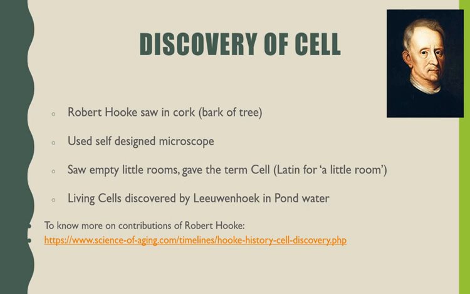Now the living cells were first seen by Leeuwenhoek. He was another scientist who had made a simple microscope on his own, and he was seeing pond water, and there he saw small cell-like structures, but these cells were different in two ways. One, they were filled with fluid, and second, they were moving. So he called them animalcules. Animal because they were moving, and molecules because they were very small. So he called them animal plus molecule, animalcules.